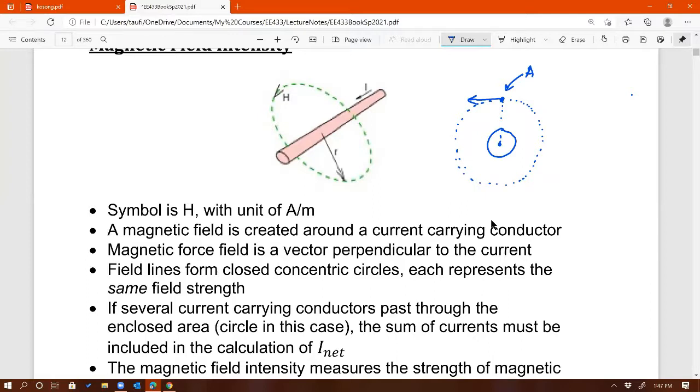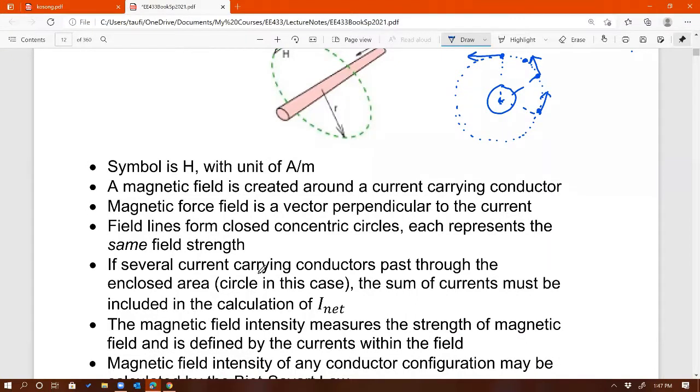Then at any point on that circle, you'll have a magnetic field that has the same magnitude. Direction of course is going to change. It has to be perpendicular, so this one's going to be that way. At that point, it's going to be this way, and so on and so forth. So magnitude is the same, but the direction should change, because it has to be perpendicular to the current itself, okay.